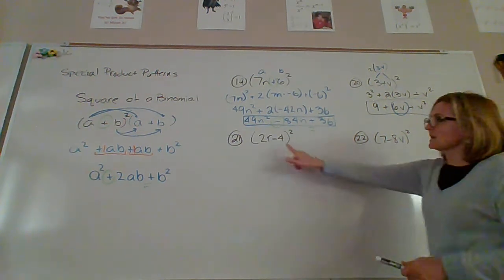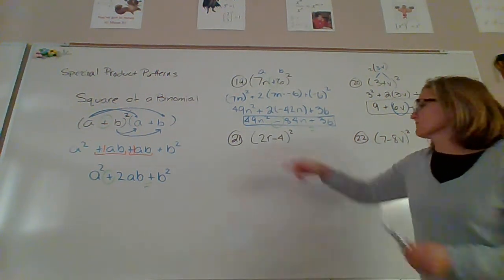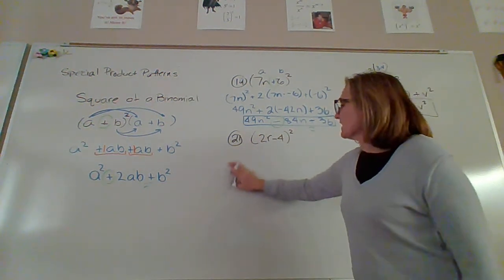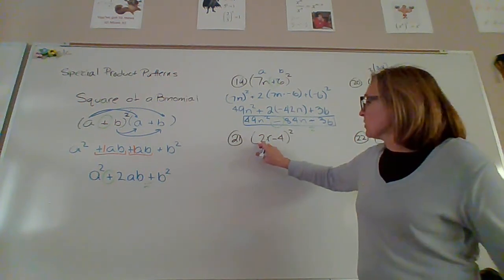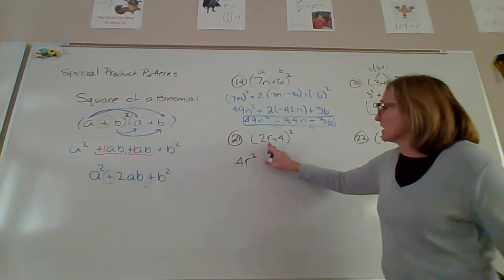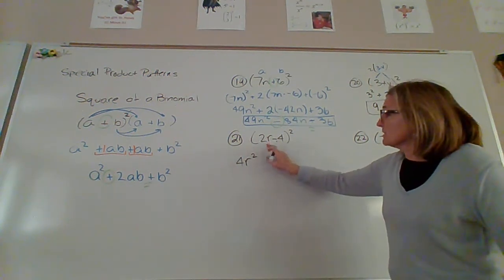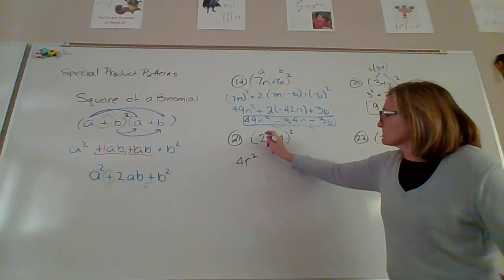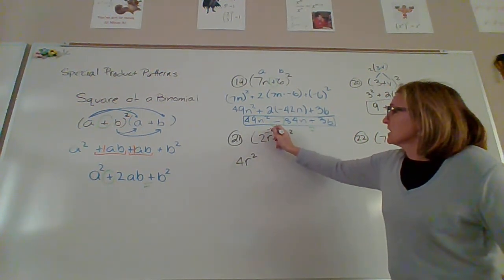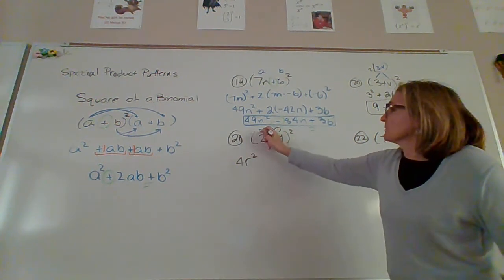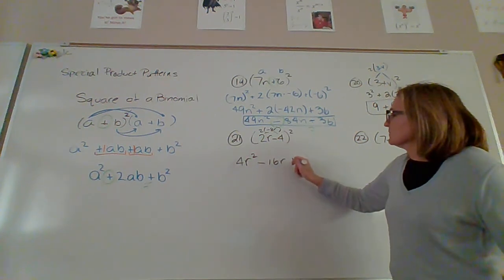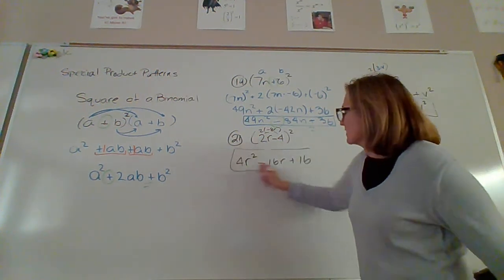Okay, so this is a minus. We're squaring a difference. So let's see. I think we can go right to it. We square the 2r and we get 4r squared. Don't forget, you have to square the 2 and the r. Then our middle term, well, to get our middle term, we're going to have to multiply the 2r times the negative 4. That's going to give us a negative 8r, but then we have to double it. Minus 16r, and then finally plus 16, and we are done.